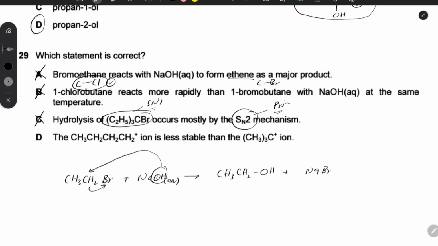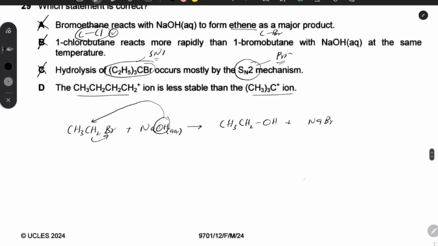Option D: primary carbocation is less stable than the tertiary carbocation. It is correct because in a tertiary carbocation, the carbon is directly attached with 3 methyl groups, and we know that these alkyl groups are electron donating.